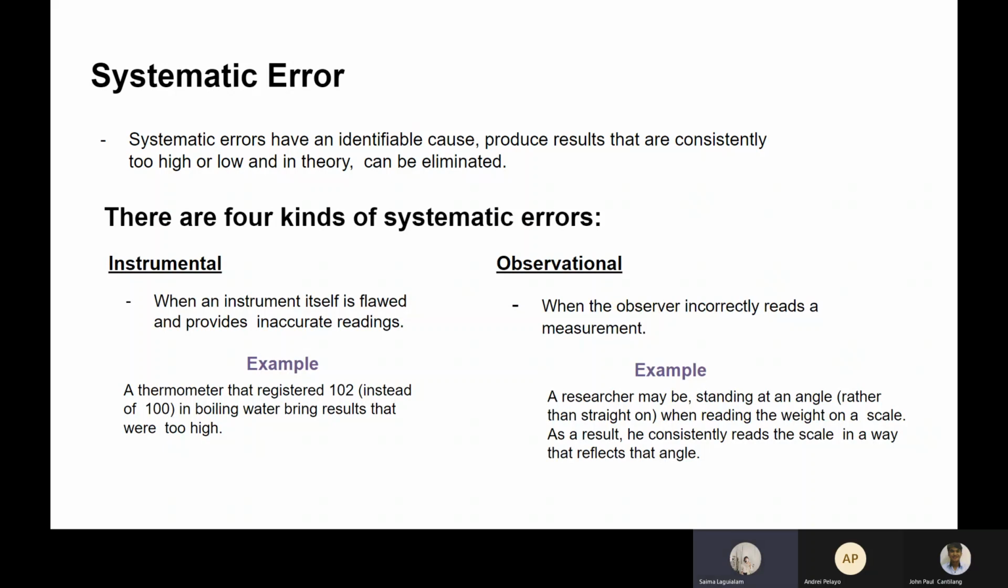First is instrumental. When an instrument itself is flawed and provides inaccurate readings, for example, a thermometer that registered 102 instead of 100 in boiling water brings results that were too high. Second is observational. When the observer incorrectly reads a measurement, for example, a researcher may be standing at an angle rather than straight on when reading the weight on a scale. As a result, he consistently reads the scale in a way that reflects that angle.